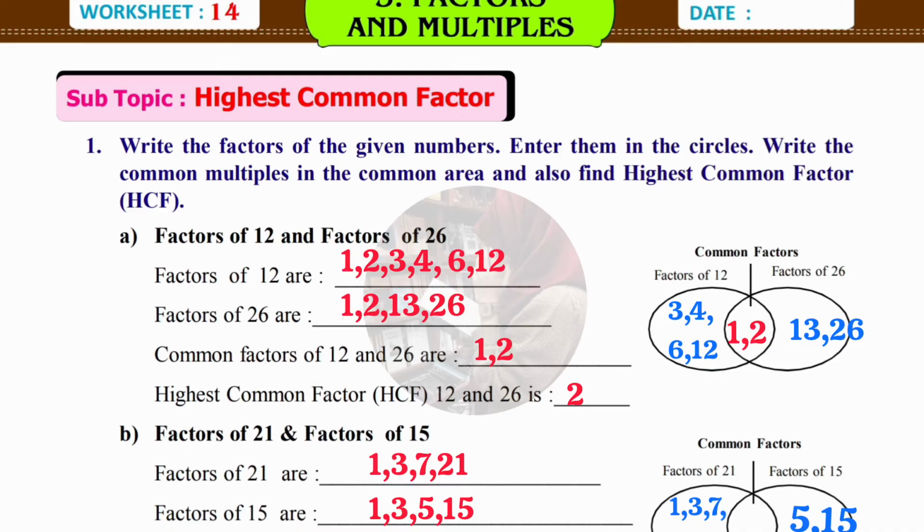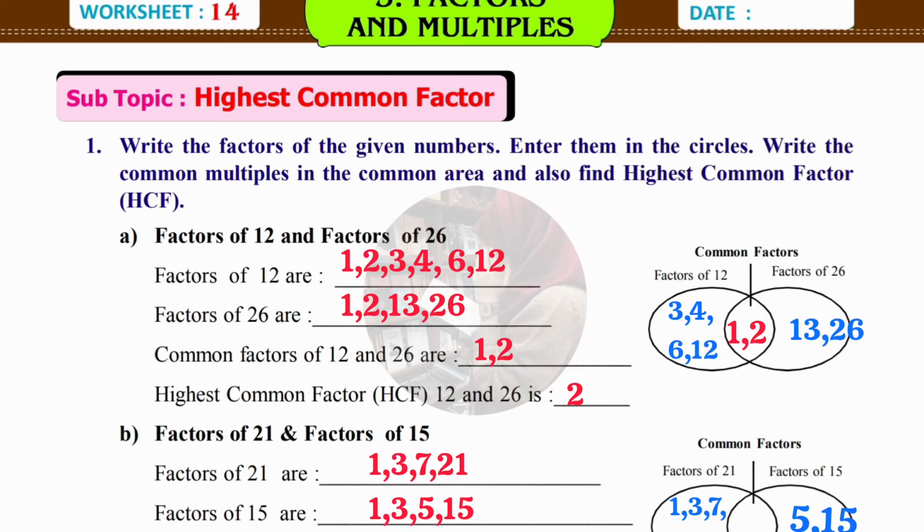Now we have to write the common factors. For this we check the factors of 12 and 26 and pick the common factors. Here the common factors are 1 and 2. In that, the highest common factor is 2. 2 is the highest one. That's why 2 is the HCF of 12 and 26. So we write the factors of 12 in the first circle and the factors of 26 in the other circle. In the intersection part of the circles we write the common factors. Okay guys, have you understood this part? Okay, let's see the second one.